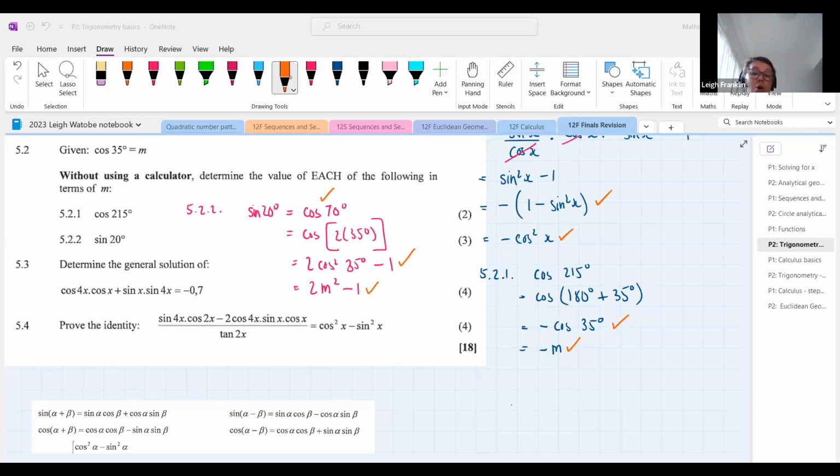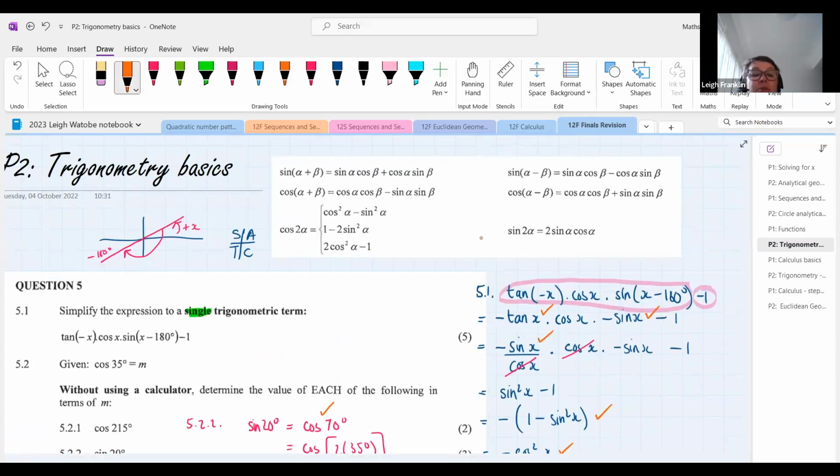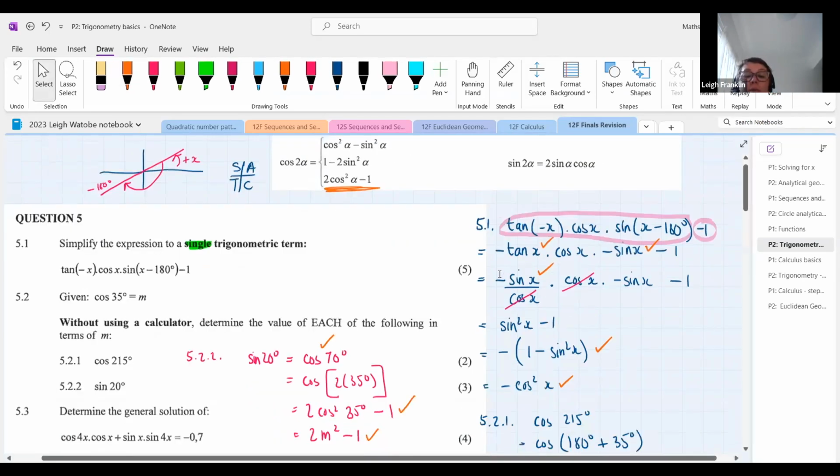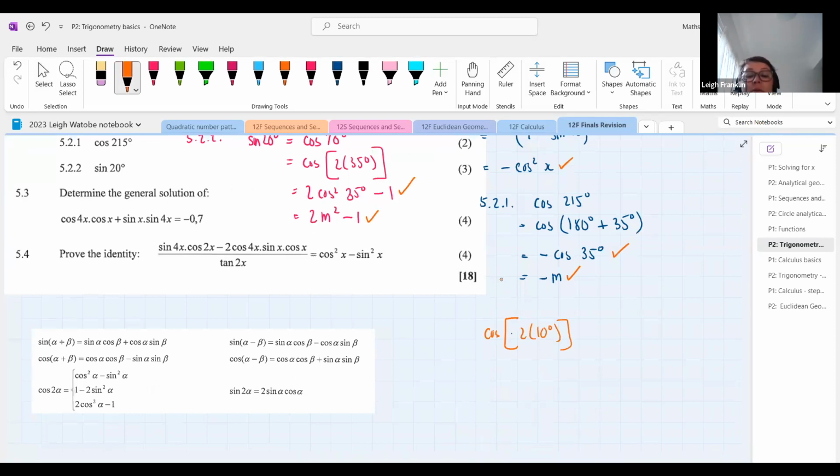The third step. So what I've done is I'm just using my double angle formula. In other words, if I have the cos of, let's say, 2 times 10 degrees, what I'm doing here, Pumzile, is I'm using this: 2 cos squared alpha minus 1. So my angle is 10. I would write this as 2 cos squared 10 degrees minus 1.